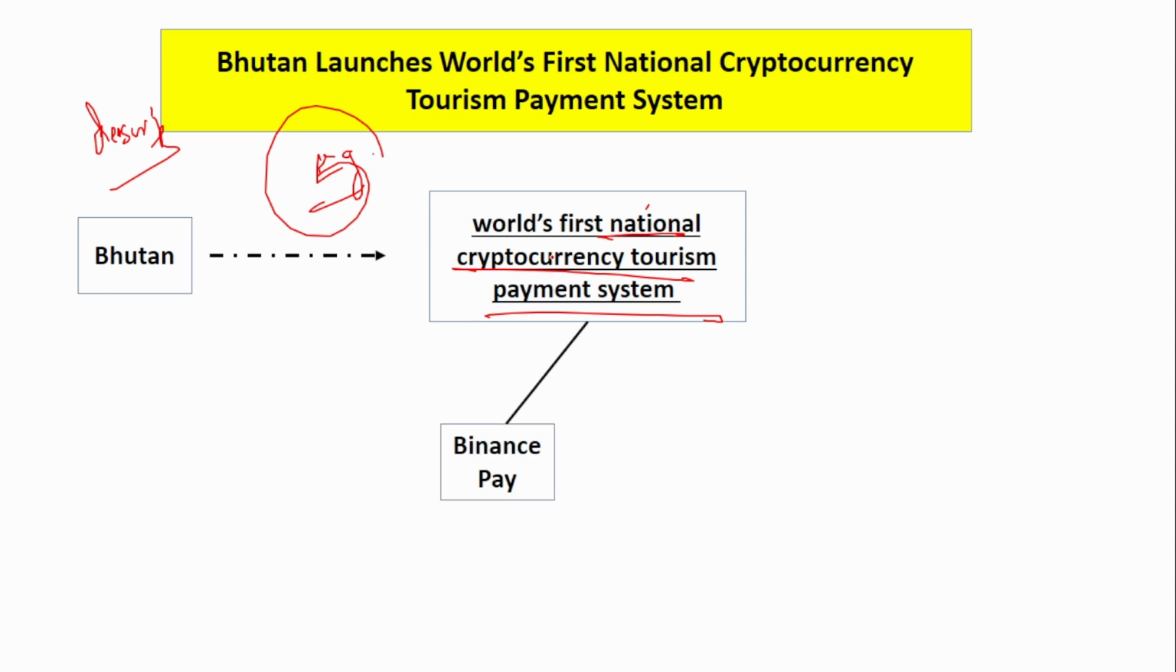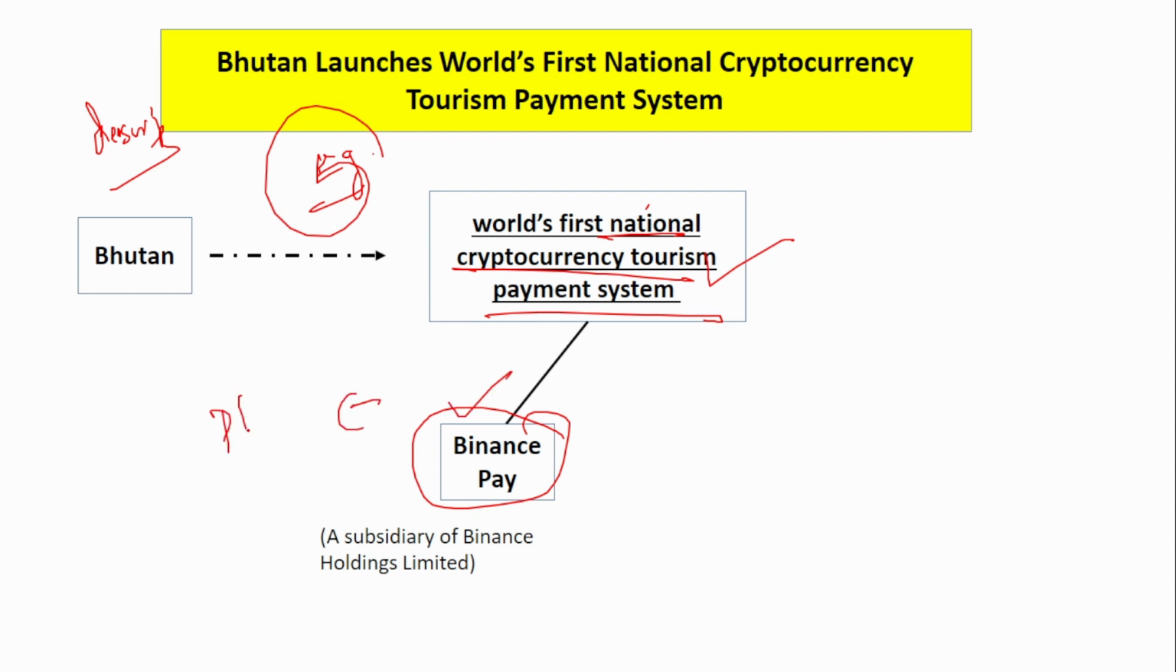Here, this cryptocurrency payment system has been launched in collaboration with Binance Pay. This is a cryptocurrency platform. So what is Binance Pay? It is a cryptocurrency platform where a lot of trading takes place, just like stock markets where stocks are traded. Similarly, for crypto trading, this is one of the platforms used worldwide. Along with Binance Pay, there is one more entity, DK Bank of Bhutan. These two together have launched this payment system.